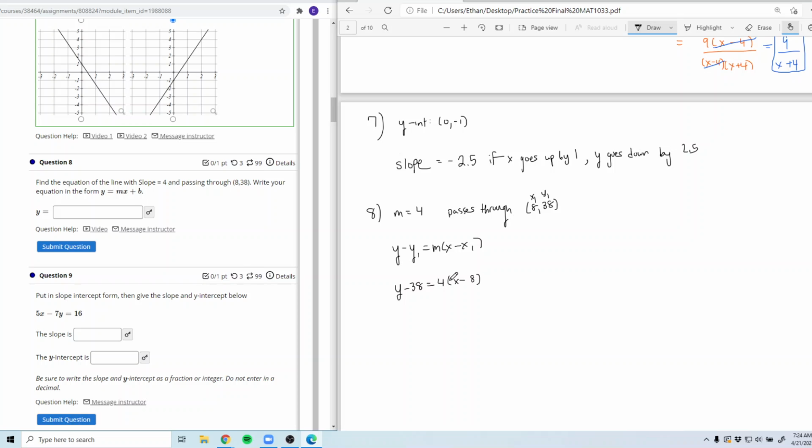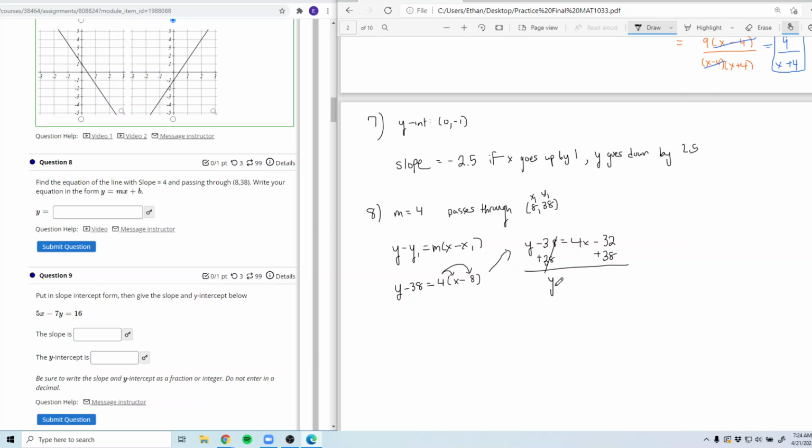Right. Now we simplify this for y, distribute the 4 through. I'm not going to do anything else yet, just distributing the 4 through. We got y minus 38 on the left, and on the right, we got 4x, and 4 times 8 is 32, so minus 32. And one more step to solve for y is you just have to add 38 to each side.